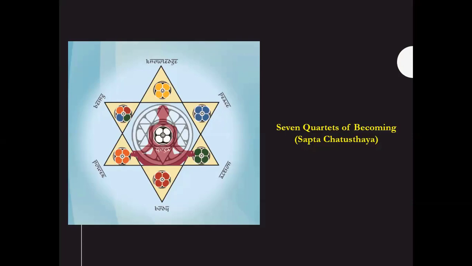But when I wrote this book, I didn't have that clearly in my mind. It was a dim intuition. But since that time, I have developed greater clarity. And that's why when you look at this, you see some names. You see the names of the seven quartets. And the names are aligned in a certain manner. You can see that the upward apex has knowledge, the downward apex has body, and then the two sidereal ones have being and action, and peace and power.